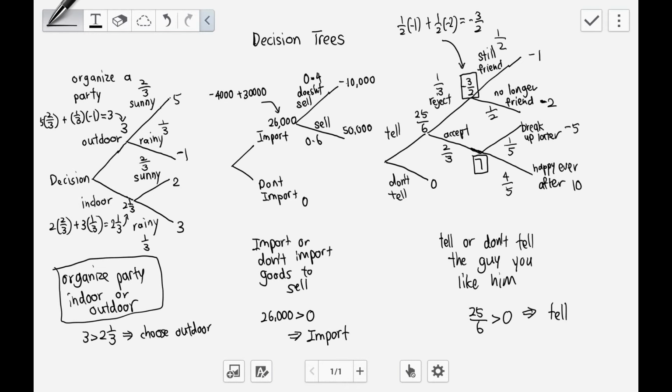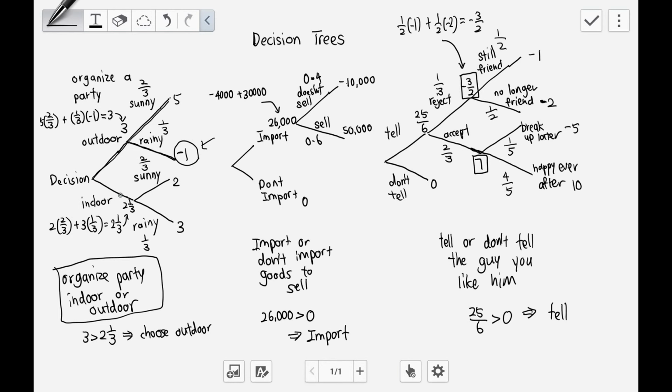So let's say you decide to go outdoor and the weather is sunny, then the utility to you is 5. You are very happy outdoors, you prefer outdoor to indoor on a sunny day. But if it turns out to be a rainy day, then your utility becomes negative, because you won't be able to carry out the party. You're going to be unhappy.